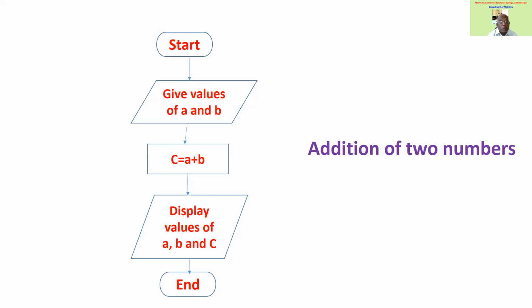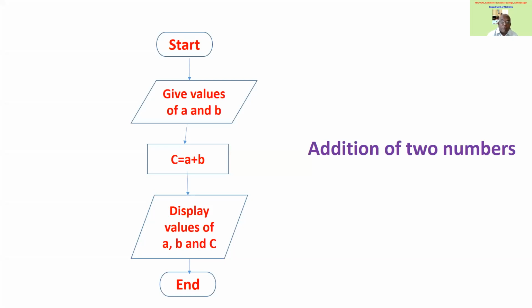So we are going to take the output. And output means again we have to use a parallelogram. So in the parallelogram I have written display values of A, B and C. That means I am expecting the values of A and B which are input and the output as C. So once I have done this, my job is completely over and I will write end. So this is the symbolic representation of the algorithm of addition of two numbers.